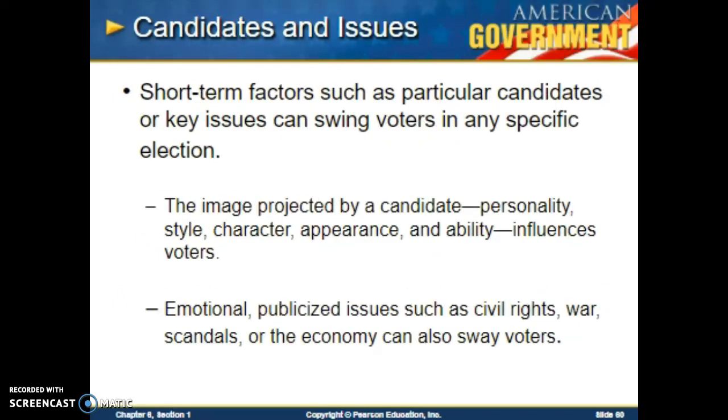Candidates and issues. Short-term factors such as particular candidates or key issues can swing voters in a specific election. The image projected by a candidate, personality, style, character, appearance, and ability influences voters. Emotional, publicized issues such as civil rights, war, scandals, or the economy can also sway voters. The nature of politics over the period has led to increased concerns on key issues, probably because people don't want to see history repeat itself. And some of these periods that I'm referring to would be like the Civil Rights Movement or wars, scandals, depressions, etc.